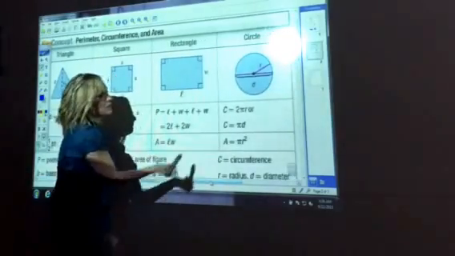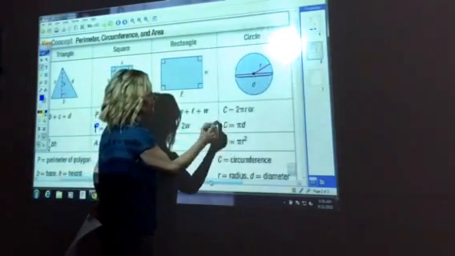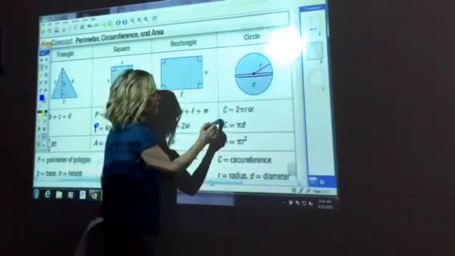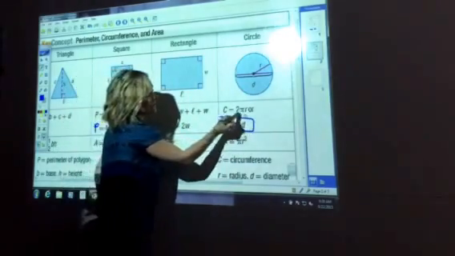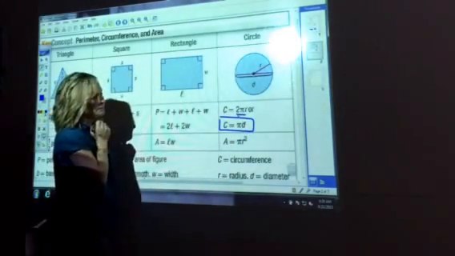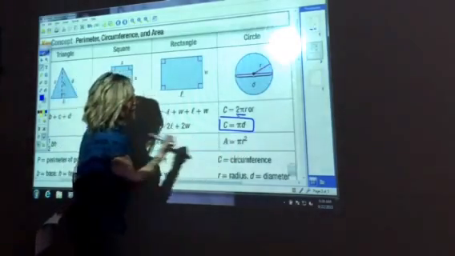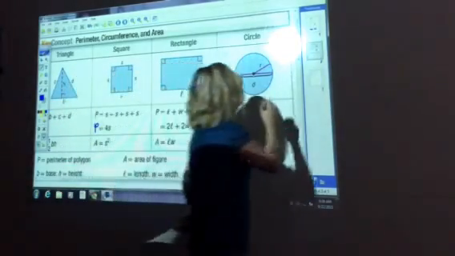Over here in a circle, the perimeter, or the circumference, which is the same idea as perimeter, C is equal to pi times d, or you can say 2 pi r, same thing. The area is pi r squared, okay?